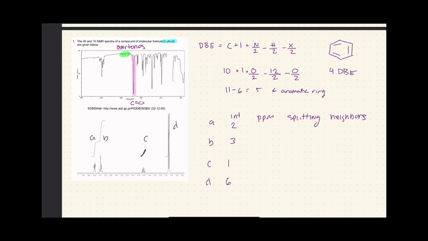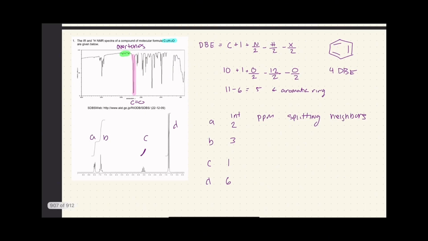I'm going to tabulate my ppm. Again, I don't have to be super exact. For A, I see I'm about 8.0. Here I'm about 7.3, 3.5, and about 1.2. This 8.0, 7.3 is also suggestive of aromatic ring, whereas 3.5 is telling me I'm next to some electron withdrawing functional group, and this is telling me I'm in the alkyl region.